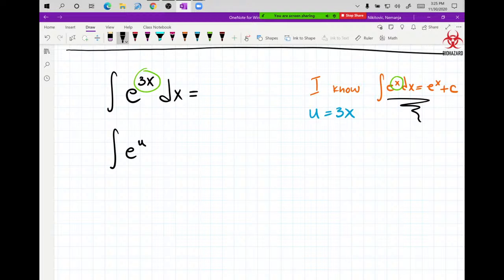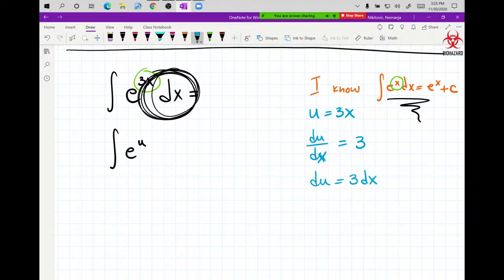So all we need to do now is to transform this dx, and we will be done with the whole problem. So I go here and I differentiate, because I will get du over dx when I write it in Leibniz notation. The derivative of 3x is just 3. And then that transforms into du equals 3 dx.